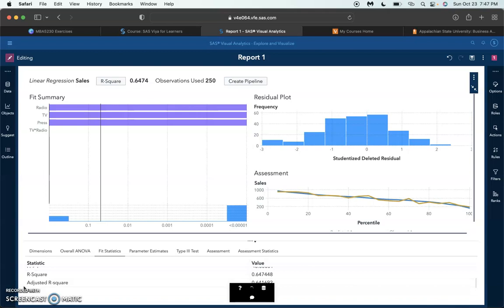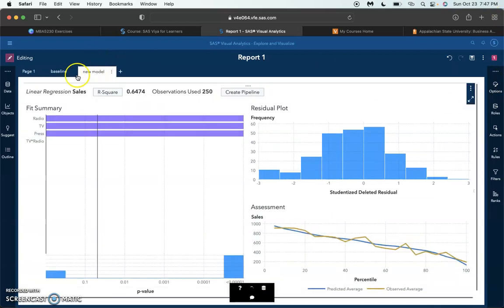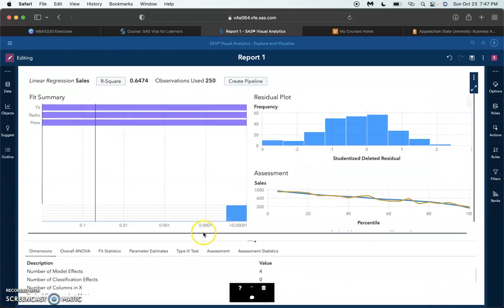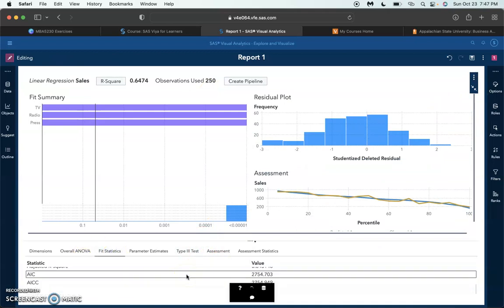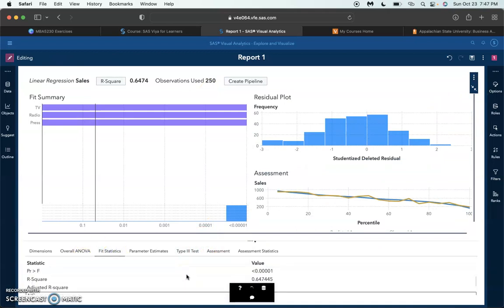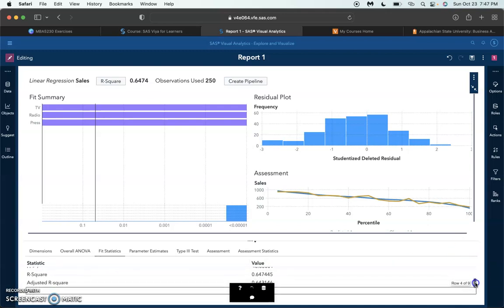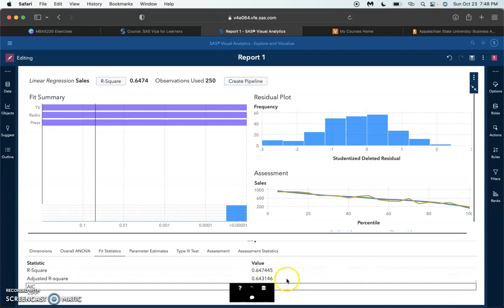But then when looking at the adjusted R-square, you can see that the adjusted R-square for the new model is 0.641692. And then going back to the baseline, you can see that the adjusted R-square under fit statistics, if I can get it to stay for me, is actually higher than the new model. The adjusted R-square value is 0.643146.